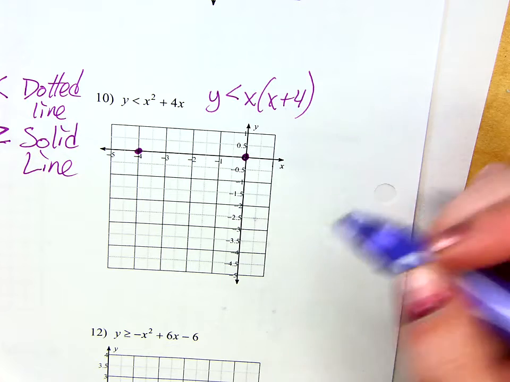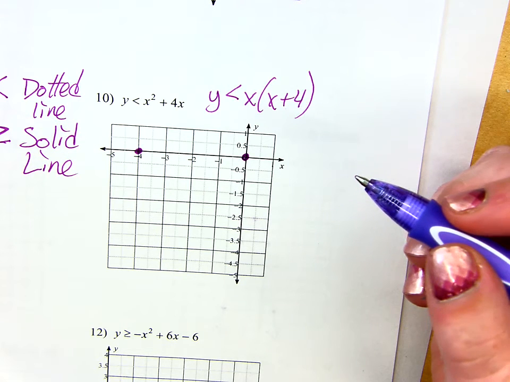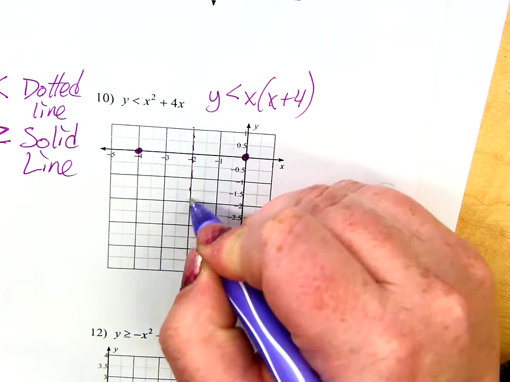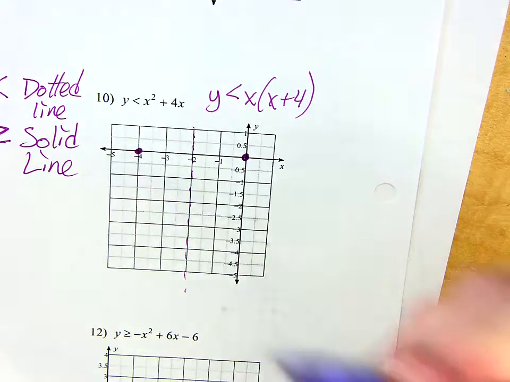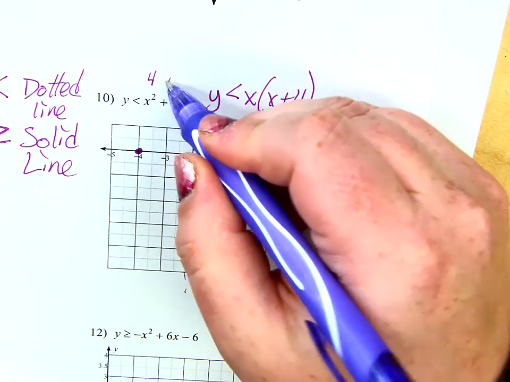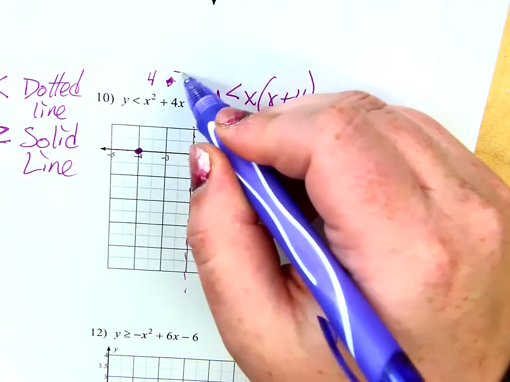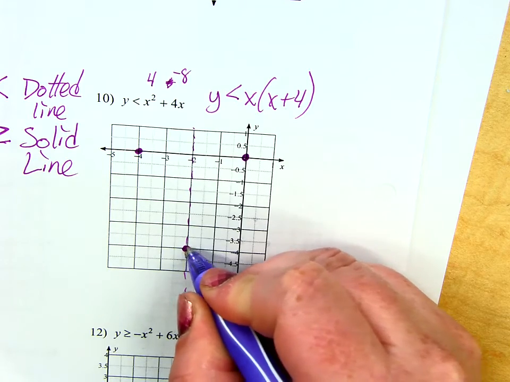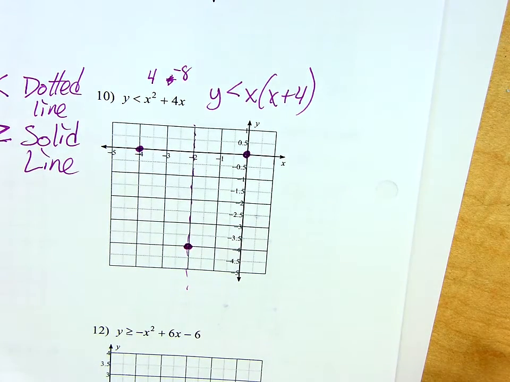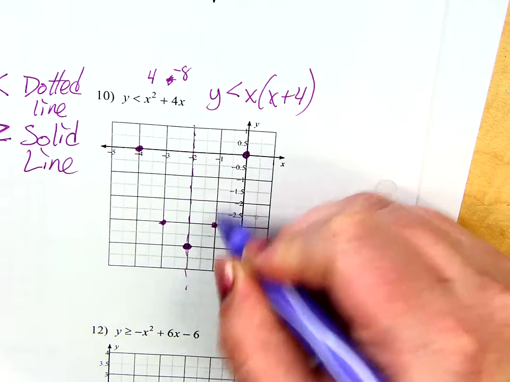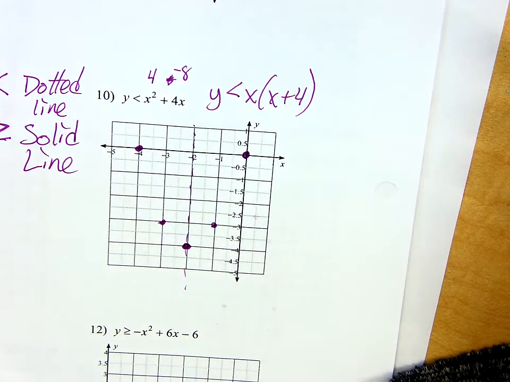So where's my vertex? Good question. -2. -2 comma something, right? So let's just plug -2 back in. That should be easy. So -2 squared is 4, plus 4 times -2 is actually -8. So isn't that -4? Yeah. What's the value of a? It's 1. So I can just go up 1, up 3 is already there, and I'm pretty much done.